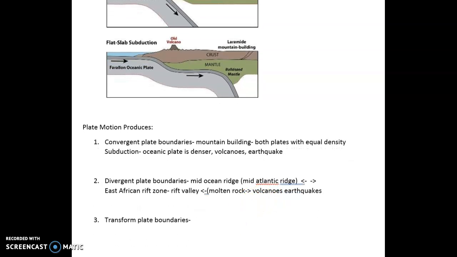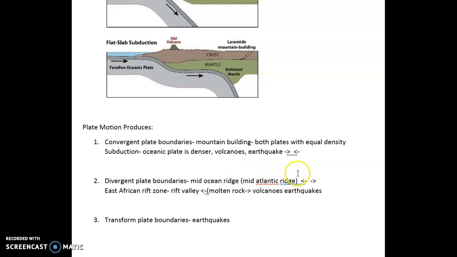Transform plate boundary. So we have a convergent plate boundary, right? Transform plate boundaries where they slide past each other. We mainly just get earthquakes here. We don't have volcanism. We don't have any subduction zone. We don't have a mid-ocean ridge.